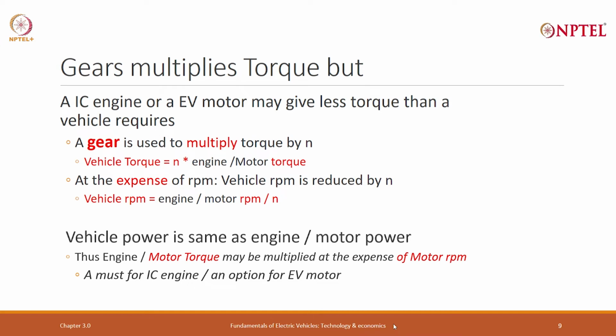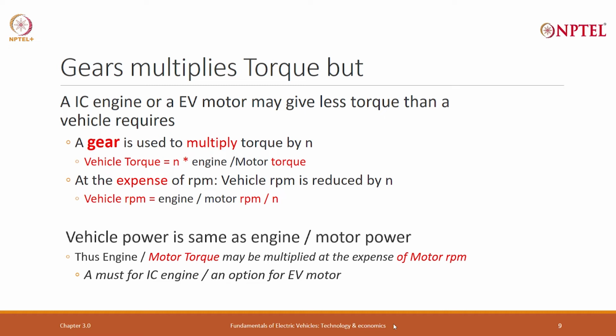Vehicle power is therefore the same as engine power or motor power. You cannot create power. Whatever is the motor power will be the vehicle power. You can have higher torque and lower speed, or lower torque and higher speed. Thus, engine or motor torque may be multiplied at the expense of RPM or vice versa. A gear is a must for an IC engine. For an electric vehicle, it is an option.